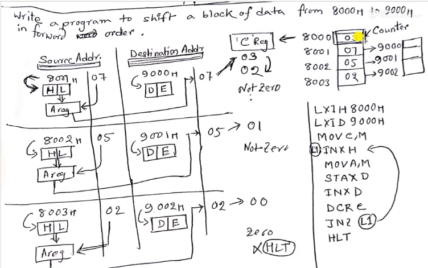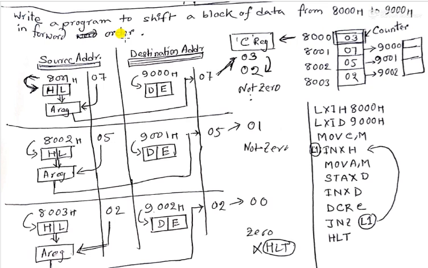So we assume that in 8,000 location we store a counter value. The user will store the counter value. We will take an example here that in 8,000 location, the user gives the input 3. That means after 8,000 location, 3 values have to be transferred to 9,000 location, or we have to copy these 3 values to 9001, 9002 and 9003 in forward order. That's why in the title it is written forward order.